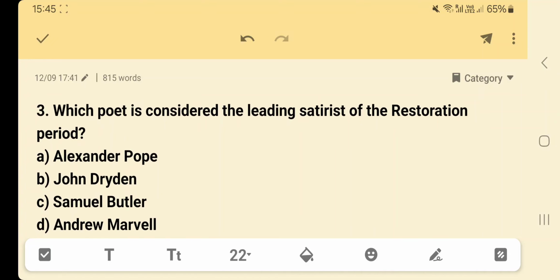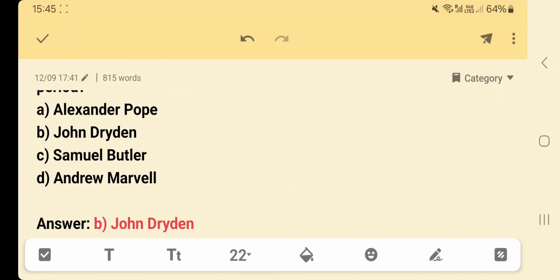Which poet is considered the leading satirist of the Restoration period? Option A, Alexander Pope. Option B, John Dryden. Option C, Samuel Butler. Option D, Andrew Marvell. Answer: option B, John Dryden.